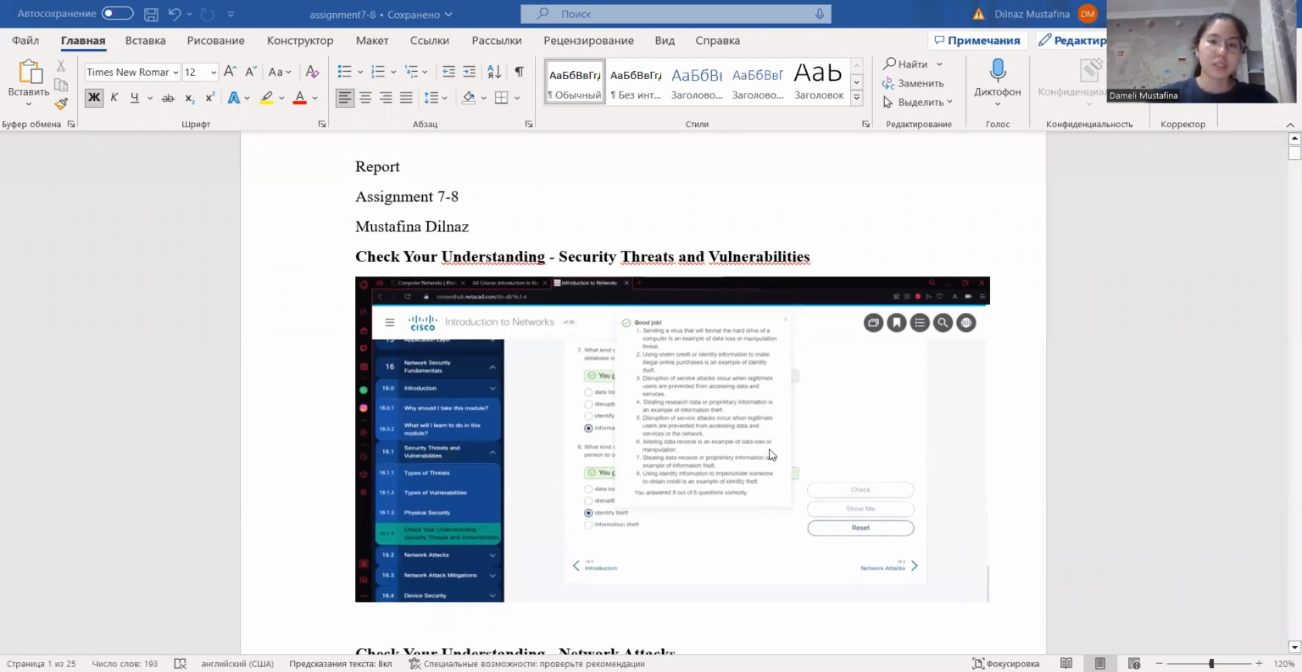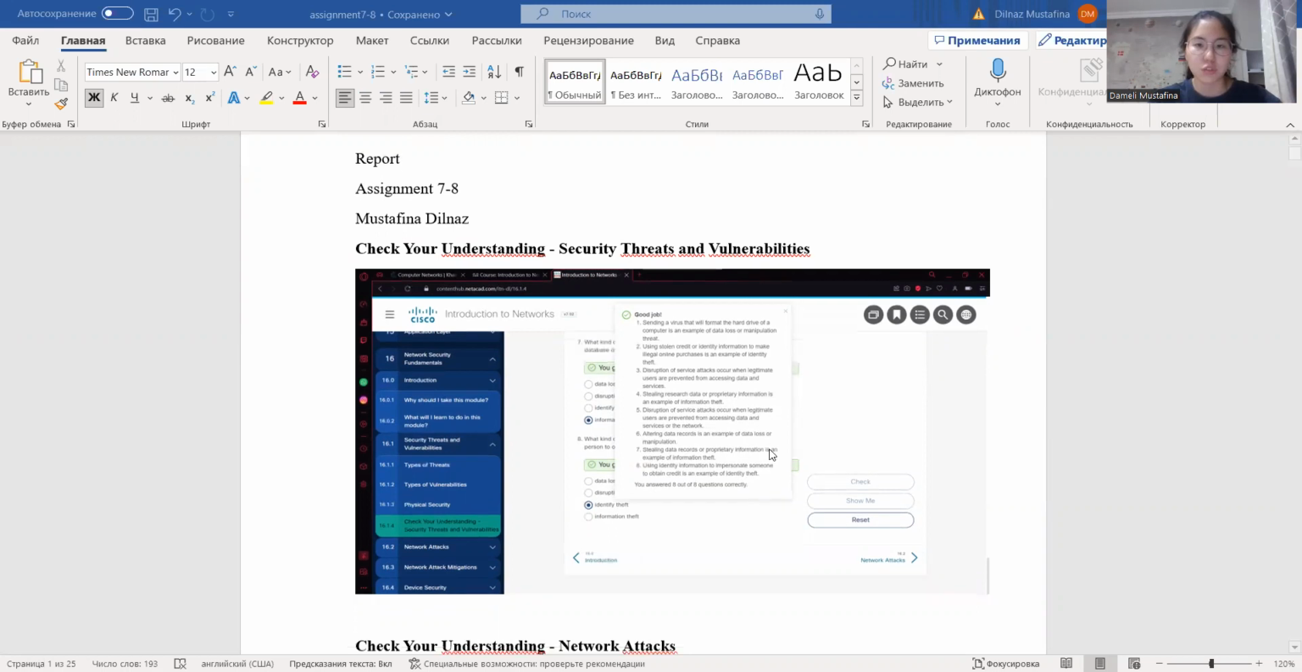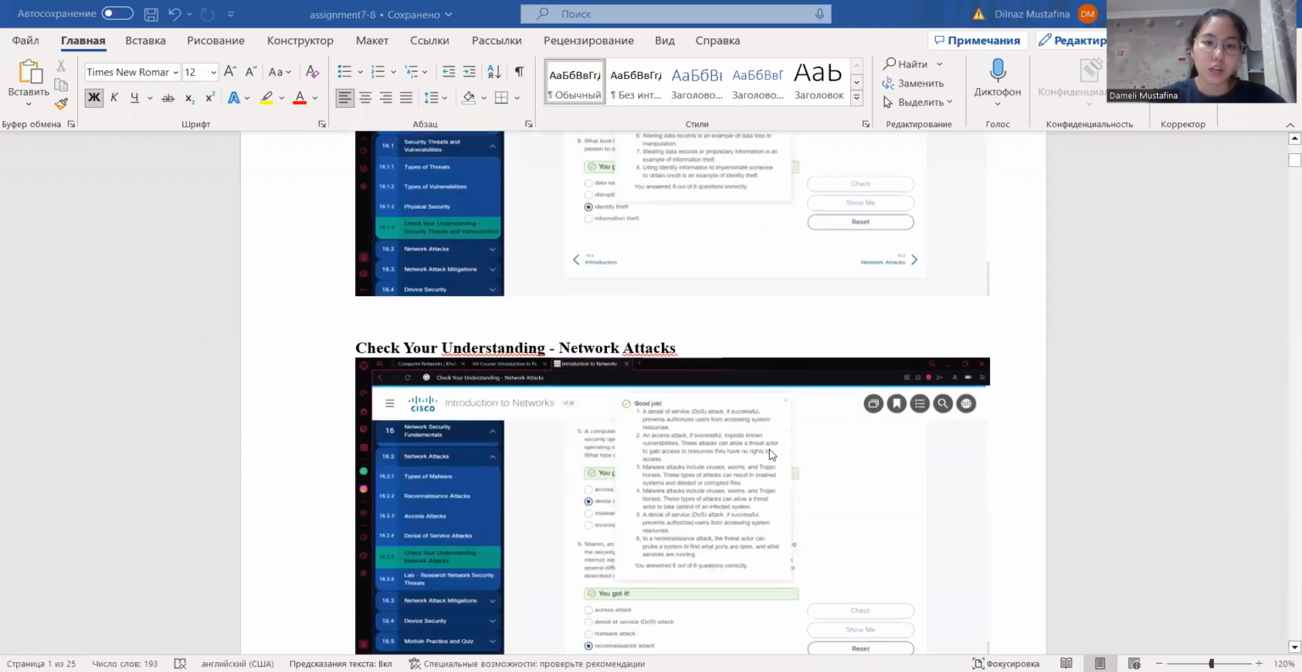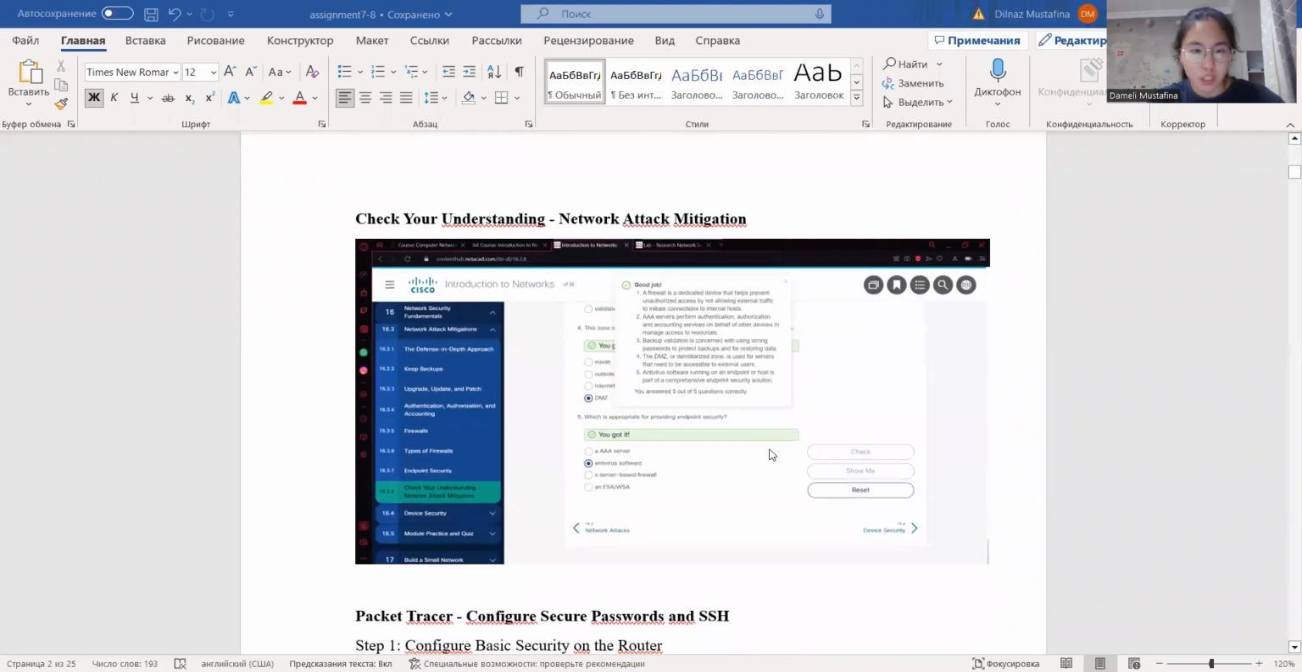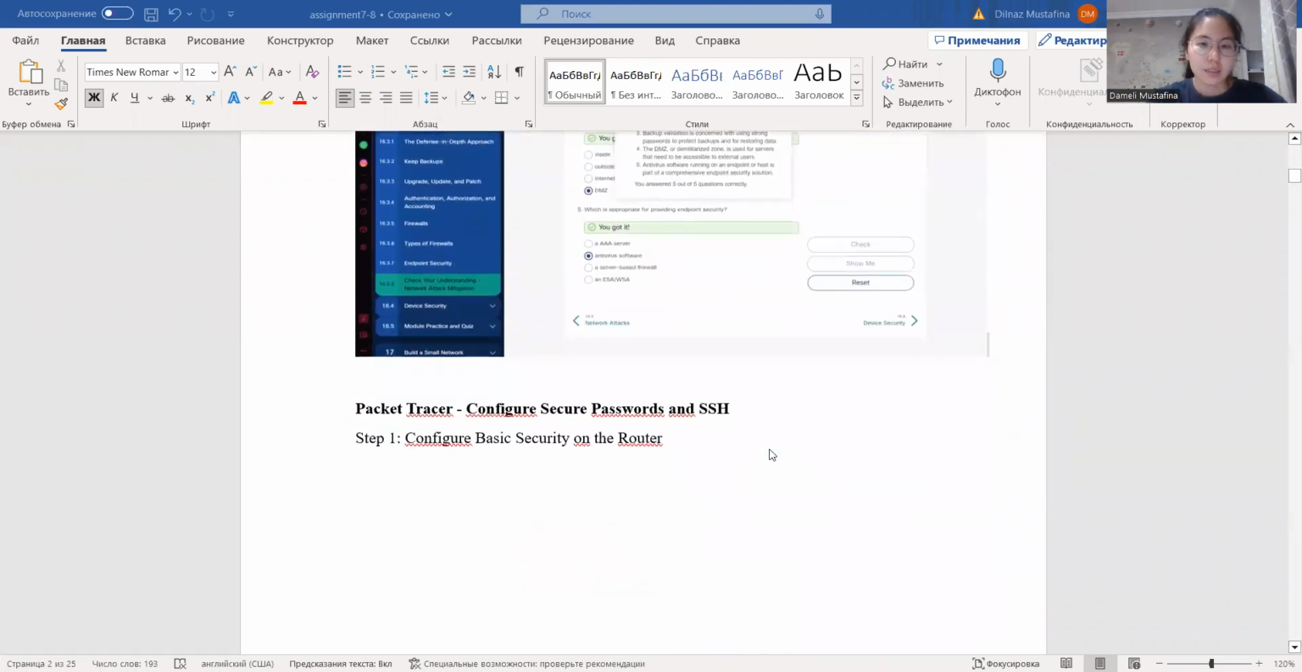Here we can see the tests of the 16 model. It is security, stress, and vulnerabilities, network attacks, the quizzes of network attack mitigation, and let's start from the first packet tracer, which is configure secure passwords and SSH.